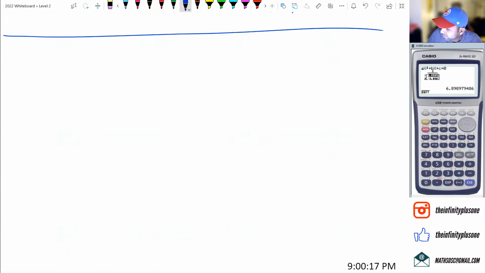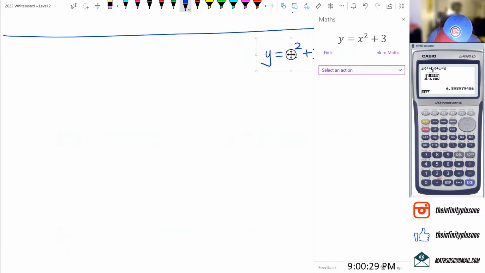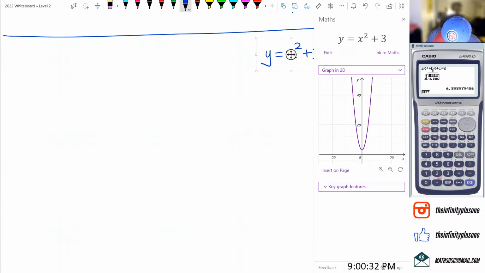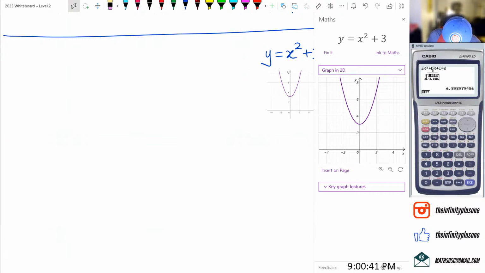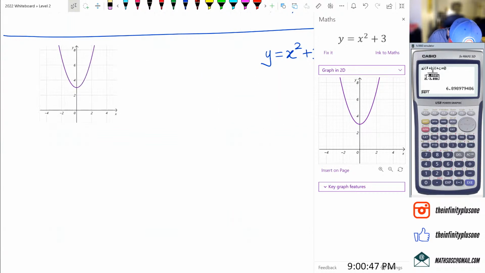So what are we going to do? We're going to do y equals x squared plus 3. Oh yeah, there we go. Graph in 2D. Ooh, there we go. Nice. Now I need an empty grid. Now I'm just going to create another one. That's fine.